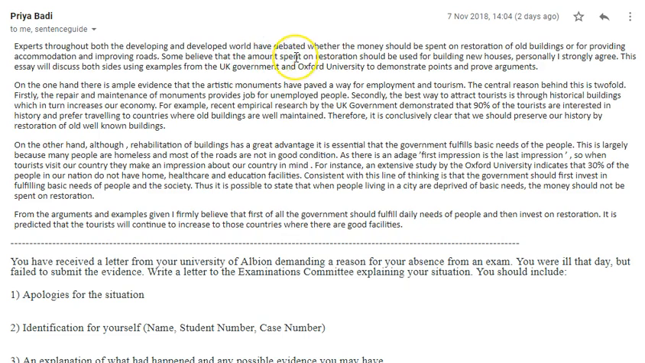A strong start to your essay is good to see. We've already started to correct that first sentence. Experts throughout both the developing and developed world have debated whether money should be spent on restoring old buildings or providing accommodation and improving roads. This is just so you get consistency between your two verbs. Either we have to use the noun, so restoration of old buildings, or provision of accommodation and improvement of roads, or we use the ing form, so restoring old buildings or providing accommodation and improving roads. Because you'd already got two verbs in ing, it makes sense here to use restoring.